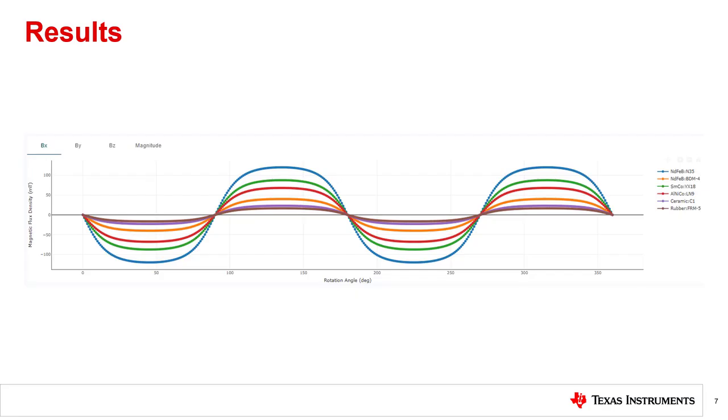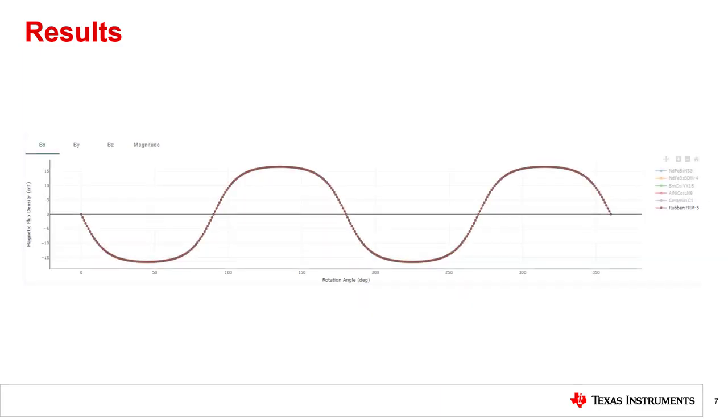Looking to the results of our sweep, we can see that the magnetic field experienced by the device greatly varies based on the selected magnet grade and material. Starting with the x-axis of the TMAG5110, the rubber is the weakest magnet that we simulated. If we isolate the rubber magnet's result, we can see that it's still capable of generating a field of up to plus or minus 15 millitesla, which is more than enough to trigger the BOP and BRP thresholds of the TMAG5110, which are just 1.4 millitesla on our selected sensitivity.